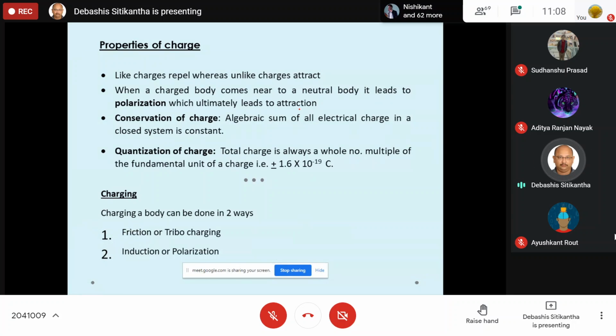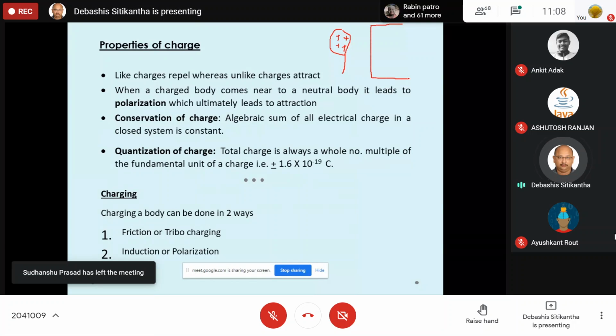Suppose, let us say, this is quite a common experience. Many people have experienced it. Suppose I am having a balloon, and this balloon, let us say, is positively charged. So it has fewer electrons. Some of the electrons are swept away from the surface, and therefore it becomes positively charged. And let us say this is the wall.